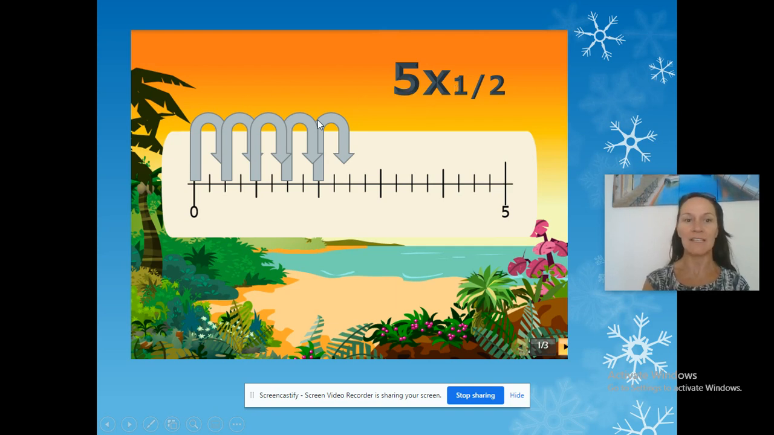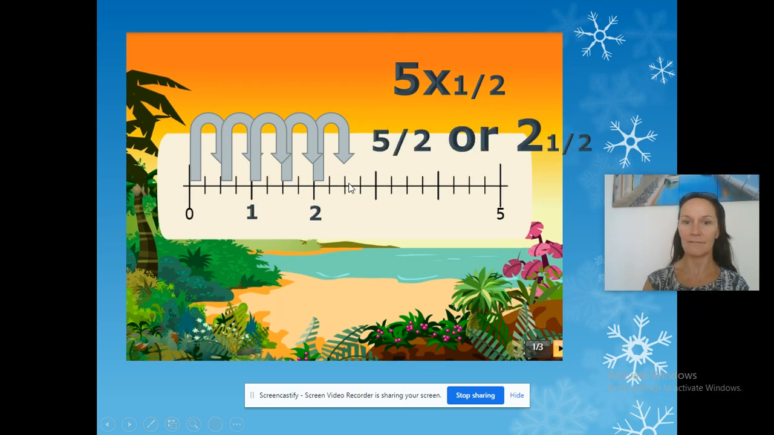So 5 times a half, well, that's 1/2. That's 2 halves. That's 3 halves. That's 4 halves. And that is where you would be on 5 times a half. So as you can see here, the answer would be 5 halves. Yeah, 1, 2, 3, 4, 5 halves.